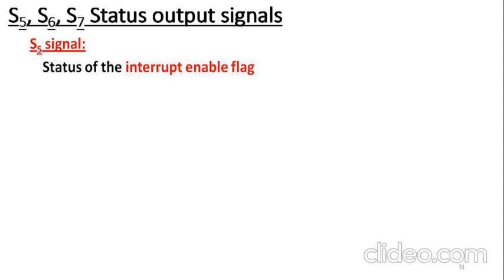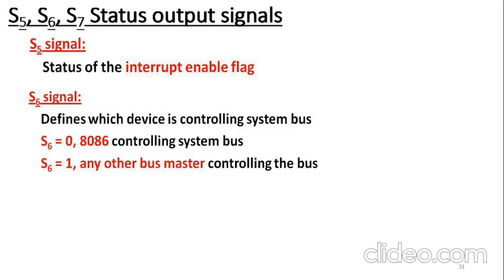And the status of that interrupt enable flag, whether that particular flag is set or reset, will be reflected within the setting of that S5 signal here. If that interrupt enable flag is set, then S5 will be obviously 1. And if that interrupt enable flag is reset or disabled, in that case S5 will be 0. Now the next signal will be the S6 status signal here.